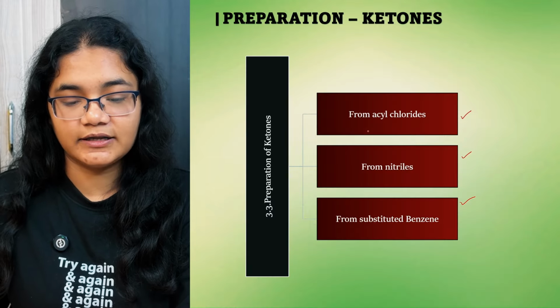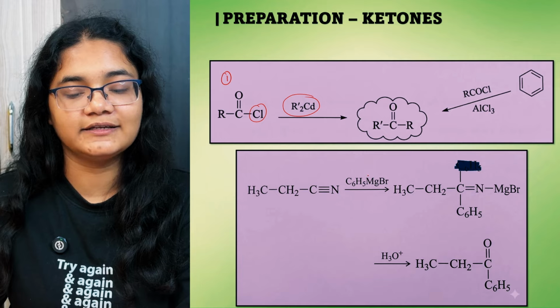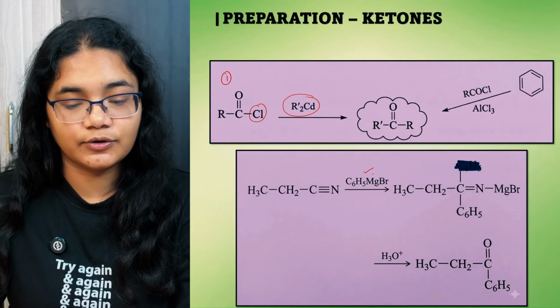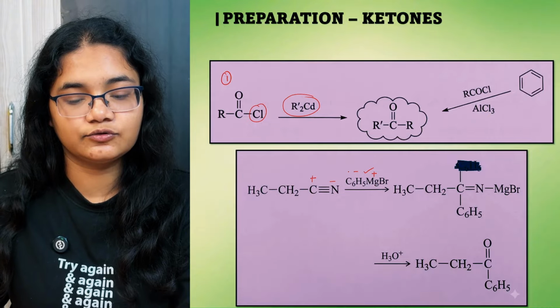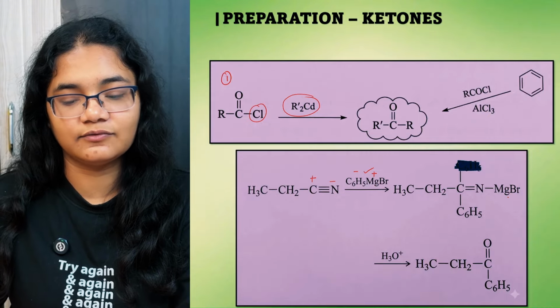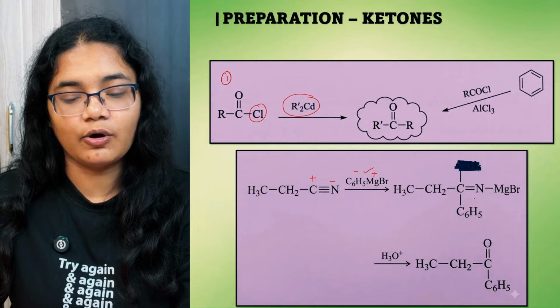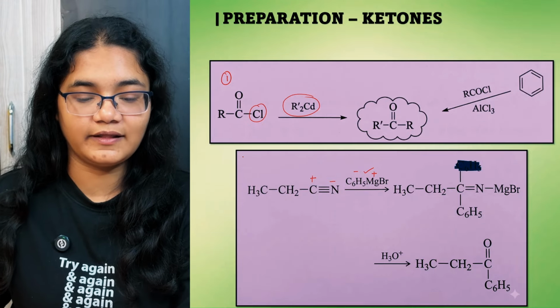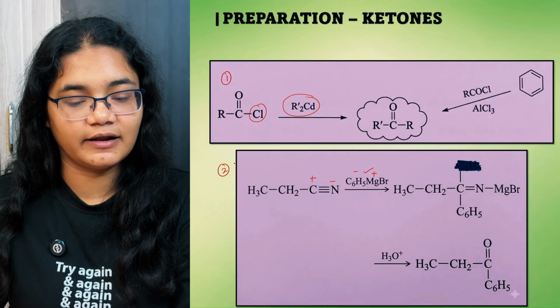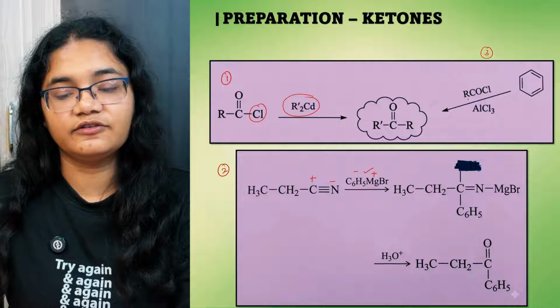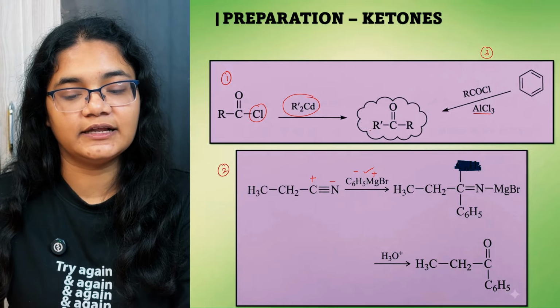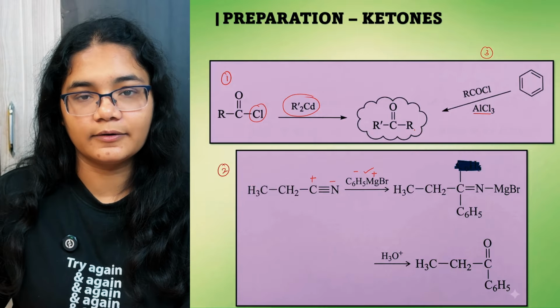The second method is from nitriles. So if you take nitriles and treat it with Grignard reagent, you can see here it is plus, it is minus, and here it is minus, and here it is plus. So the minus one will attack here and the plus one will attack here, and once this is formed, on hydrolysis you will get the ketone. Okay, that is the second method from nitriles. And what is the third method? That is Friedel-Crafts acylation. You can just treat it with RCOCl and AlCl3. You will get R-CO-R. Okay.